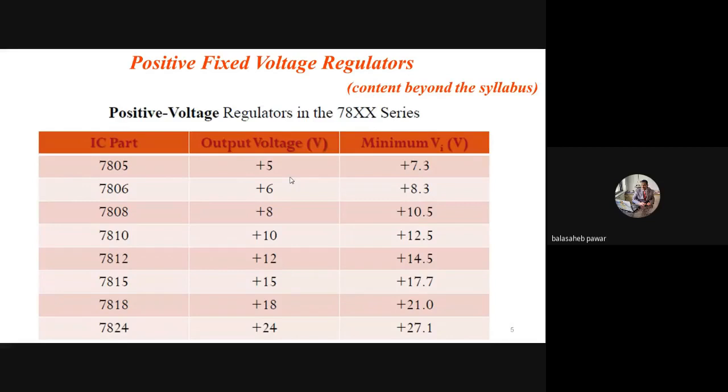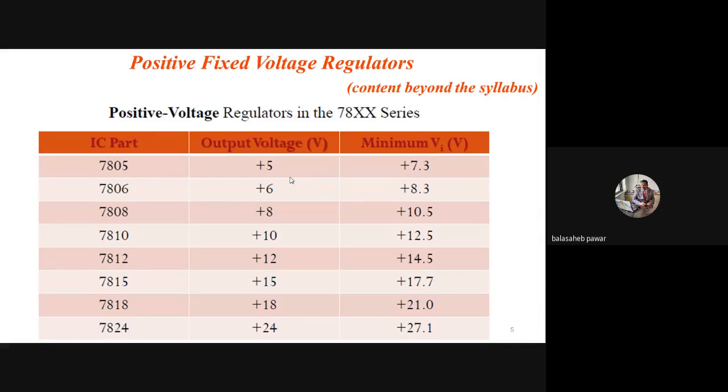Yes, sir. Okay. So for that first IC, 7805, as we know the obtained output voltage will be plus 5 volts. We have to apply an unregulated input of minimum 7.3 volts. That means the input should be 2.3 volts greater than its rated output voltage of 5 volts. Is it clear? Particularly for each IC, you will observe the rated input requirement is greater than its rated output voltage, right?